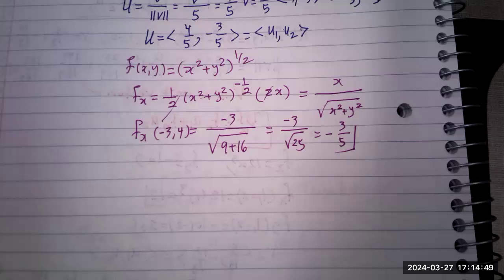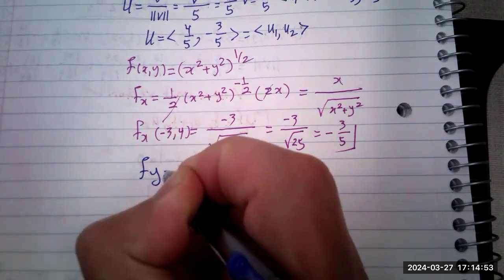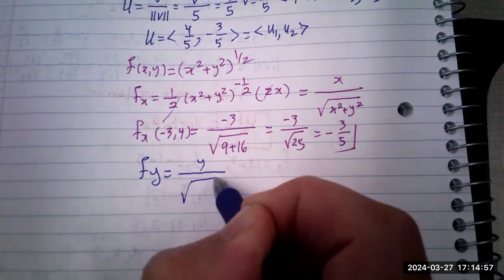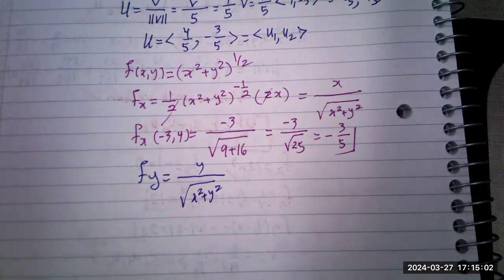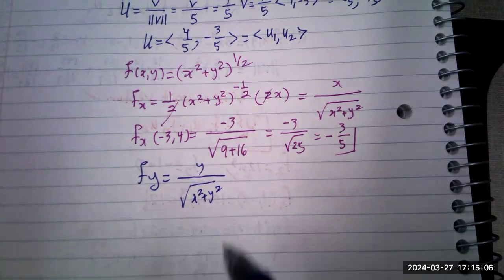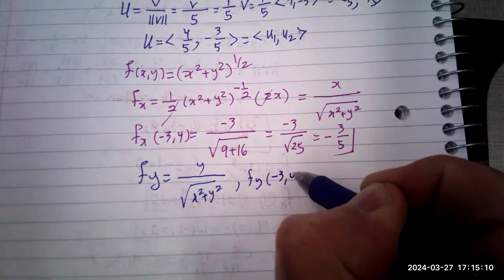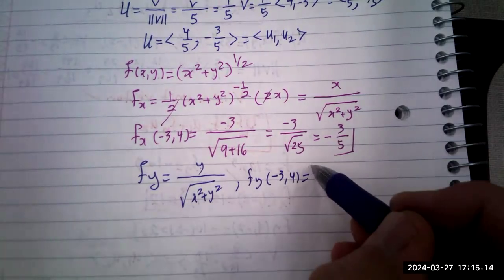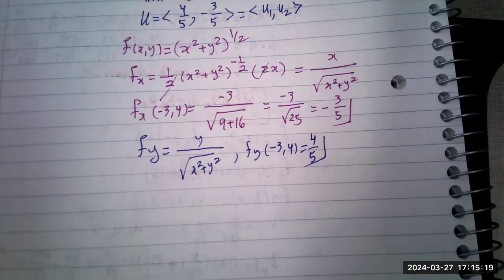Repeat it again, the y is going to be very much similar. So f sub y, the derivative would be y over the radical. Everything is the same. So that gives you your derivative. And now you find f_y at (-3, 4). That simply gives you y is 4/5. Okay, that's it.